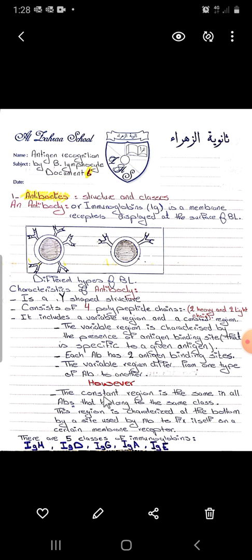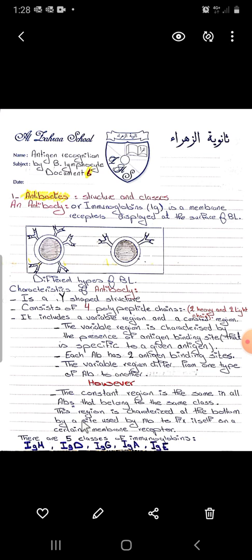However, we have also the constant region, a region that is constant. It's not variable for all antibodies. It's the same in all antibodies that belong to the same class. In fact, there are 5 classes of antibodies. We have class M, class D. So this is immunoglobulin M or antibody M, immunoglobulin D or antibody D, antibody G or immunoglobulin G, immunoglobulin A, and immunoglobulin E. So we have 5 classes of immunoglobulin: M, D, G, A, and E.